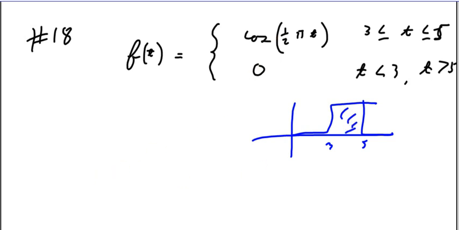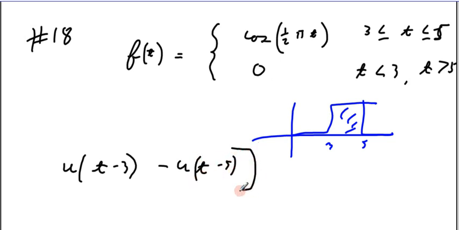Okay, well, that being the case, we can write this as unit step function t minus 3 minus unit step function t minus 5 times cosine 1/2 pi t.